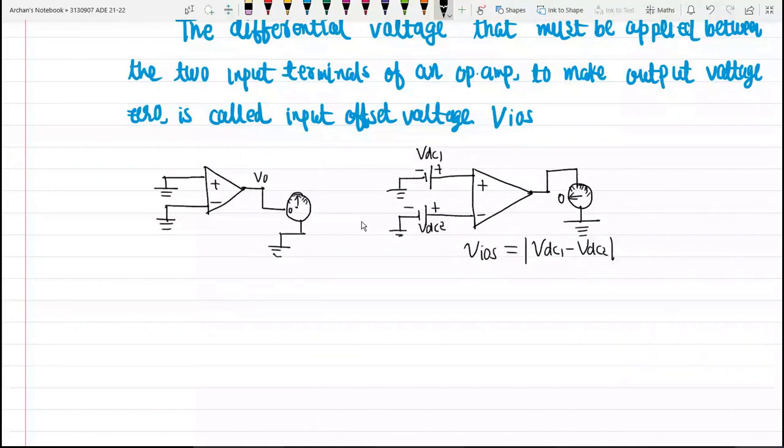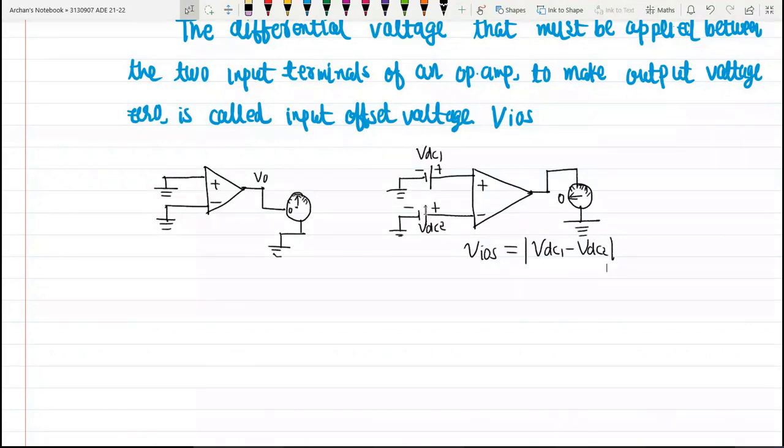Okay, so the smaller the value of VIOS, the better is the matching of the input terminals. Okay, so this input offset voltage also depends on the temperature. So many times voltage to one of the input terminals is applied with the proper polarity so as to null the output, keeping the other input terminal grounded. Okay, so for an ideal op-amp, the input offset voltage is equal to 0. Hence, the practical op-amp model is generally used.